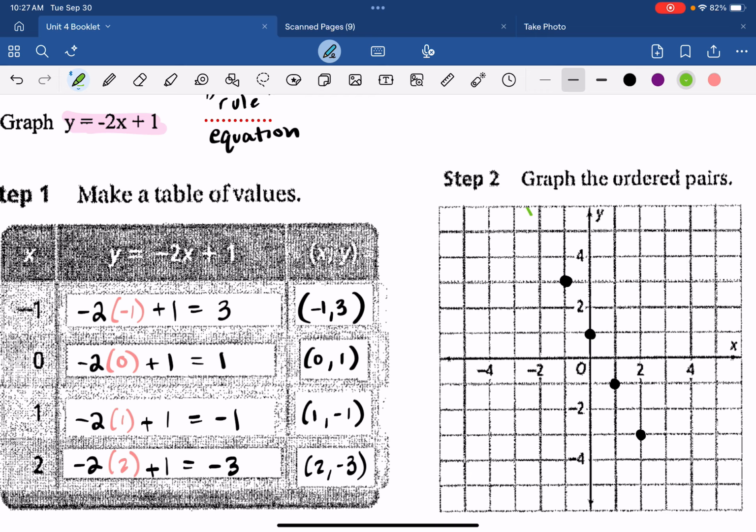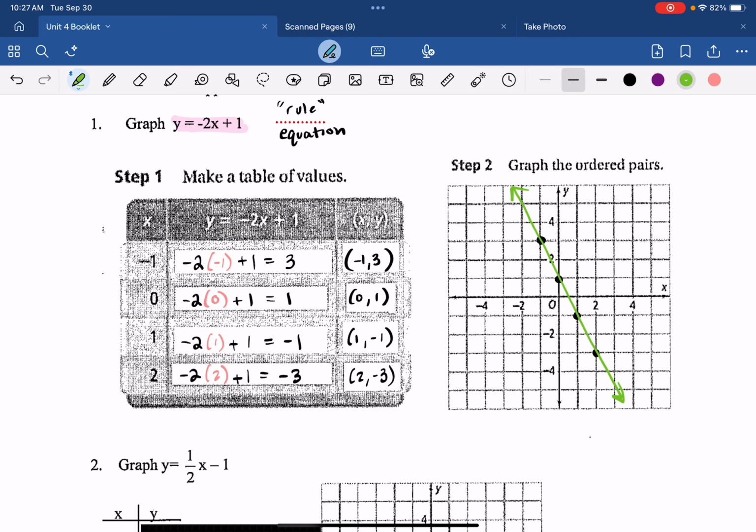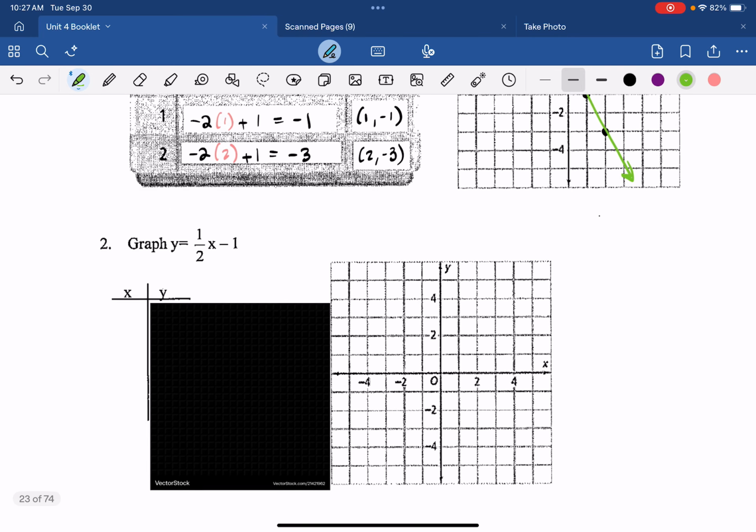All good mathematicians connect their dots when needed. So I connect them. And notice we have our linear function. How do I know it's a linear function? Because it's a straight line. That's a review from yesterday. All right, go ahead. I want you to try this one.